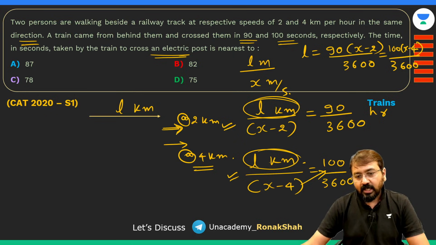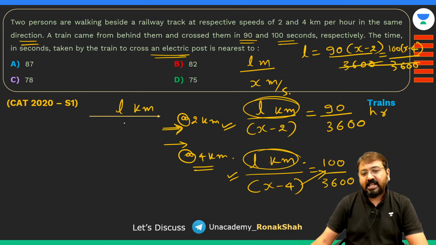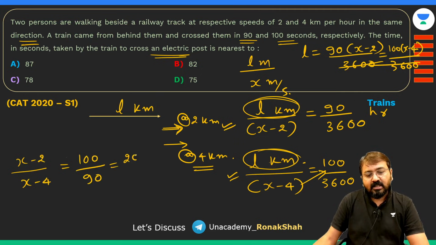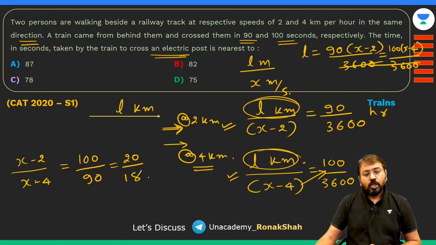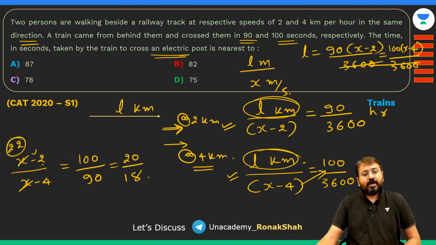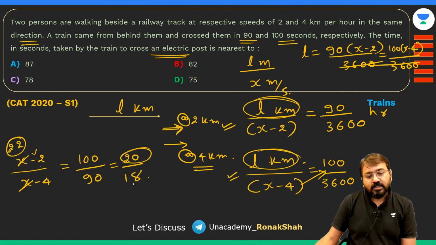Now this 3600 will definitely get cancelled off, so I get 90 into (x minus 2) equals 100 into (x minus 4), or let me write it this way: (x minus 2) upon (x minus 4) is equal to 100 upon 90. Can I say 100 upon 90 is nothing but 20 by 18? So now can you think of some value of x out of which if you subtract 2 you get 20, and if you subtract 4 you get 18? Of course that value has to be 22. Isn't it that 22 minus 2 is 20 and 22 minus 4 is 18?